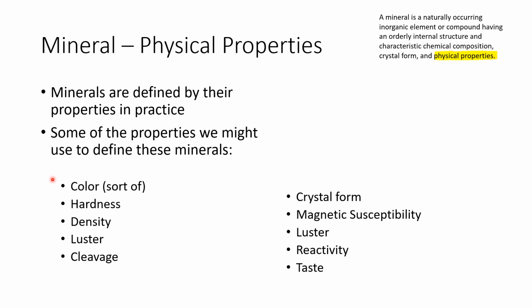So color, sort of. You can't trust it, and I'm going to get to a slide on that. Hardness and density, luster, cleavage. We've talked a lot about cleavage in lab because it's so hard to figure out what the particular cleavage is sometimes. Sometimes it's easier to see that it exists. Crystal form, remember that doesn't necessarily have to make visible crystals. Magnetic susceptibility. I think I put luster on here twice for some reason. Reactivity, we'll talk about a little bit in the form of acid, but you could talk about other kinds of reactivities. And then taste.